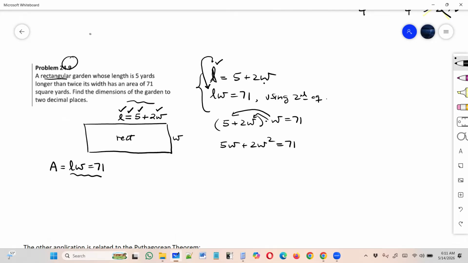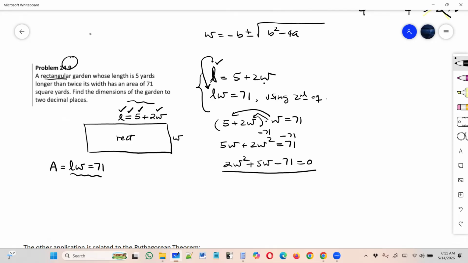And I can see it looks like a quadratic. I'm going to rearrange it. I'm going to write 2W squared plus 5W, and I'm going to subtract 71 from both sides. So this is the equation I need to solve. And I'm going to solve using the quadratic formula the same way as I did before. Now, this is W equals minus B plus or minus the square root of B squared minus 4AC, everything over 2A. Now, notice again, it's everything, not just the radicand.